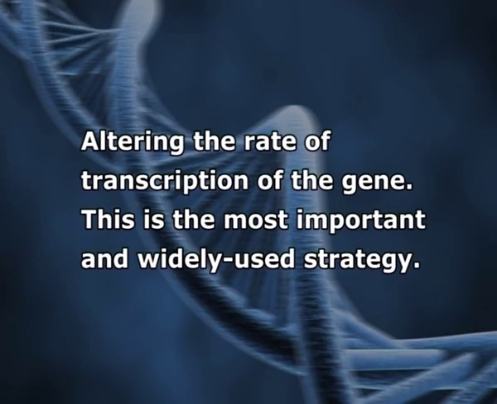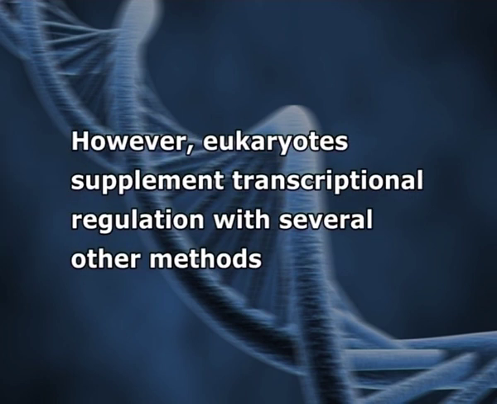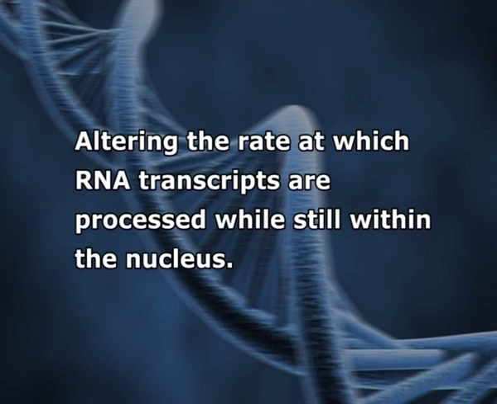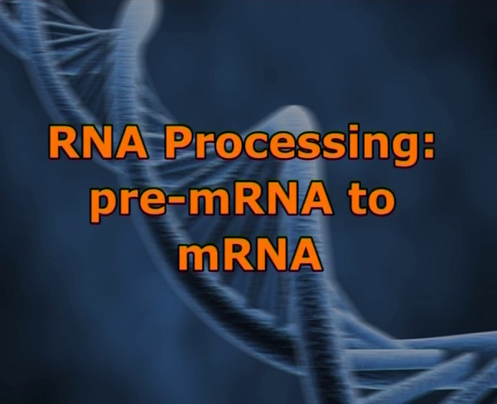There are several methods used by eukaryotes. One is altering the rate of transcription of the gene. This is the most important and widely used strategy. However, eukaryotes supplement transcriptional regulation with several other methods. One is altering the rate at which RNA transcripts are processed while still within the nucleus: RNA processing, the pre-mRNA to mRNA.